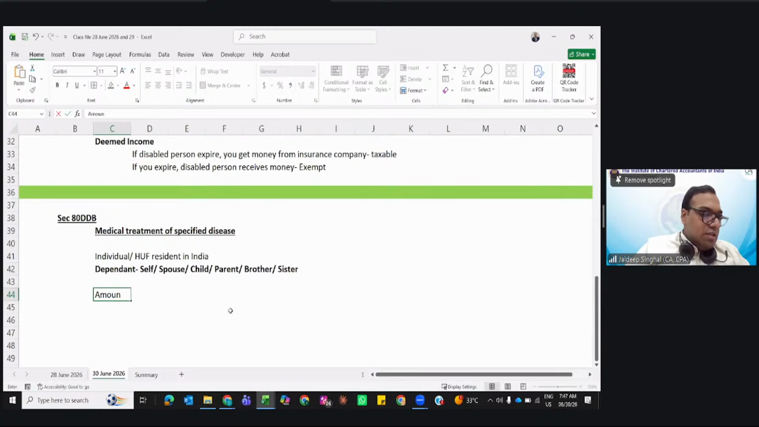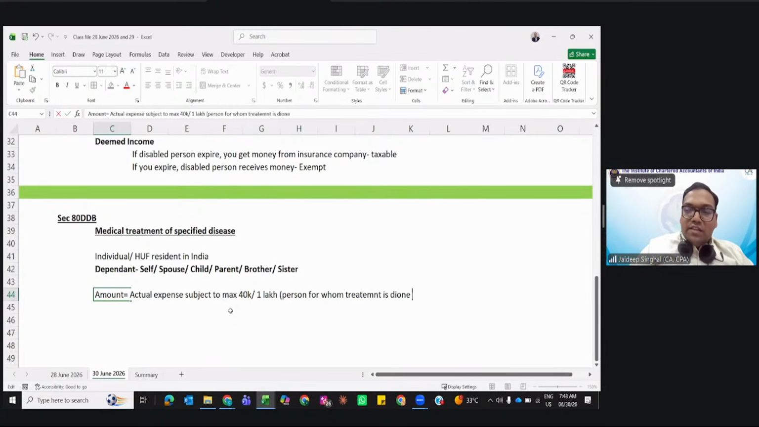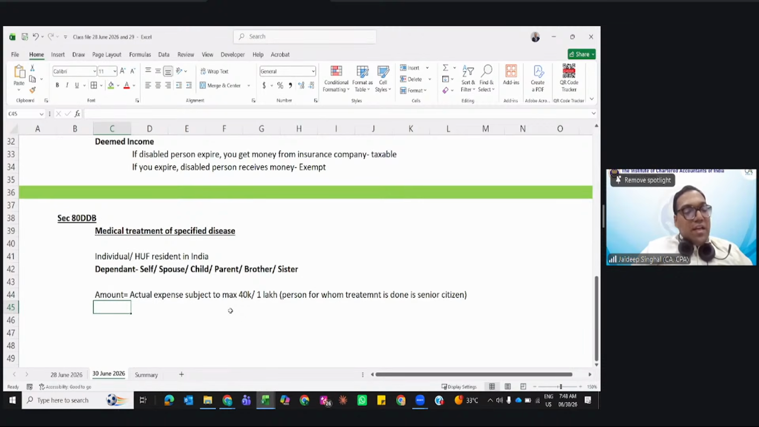Now, what is the amount of deduction? Amount of deduction is the actual expense on medical treatment, subject to a maximum of 40,000. The limit is 40,000, or 1 lakh if the person for whom treatment is done is a senior citizen. If it is a senior citizen, then the limit is 1 lakh, right?